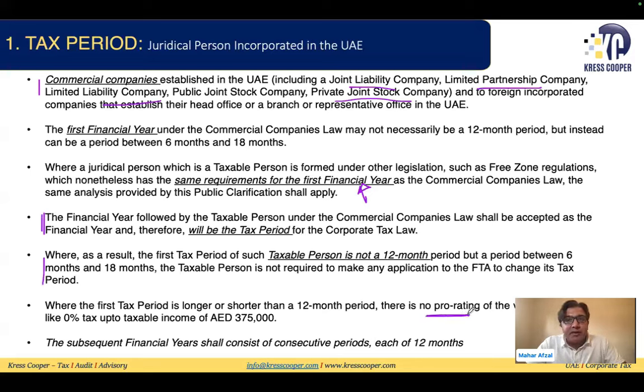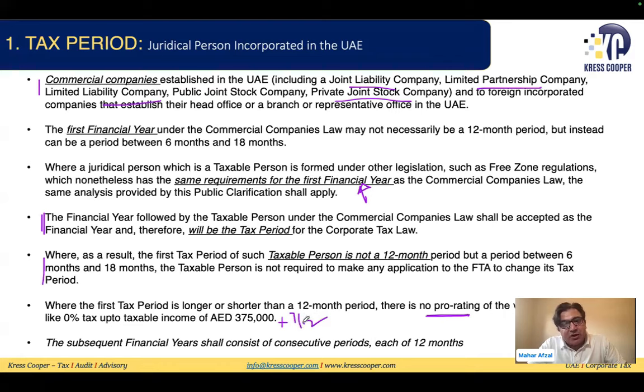If your financial period is 6-7 months and your tax period is 6-7 months as well, will you be able to take the proportionate numbers? This is the question. Like 375,000. We know this 0% corporate tax is applicable for your taxable income up to 375,000. Can you apply 0% tax? Yes. So if your tax period is for 7 months, can you proportionate it, like 7 by 12? Can you do this? The law said no.